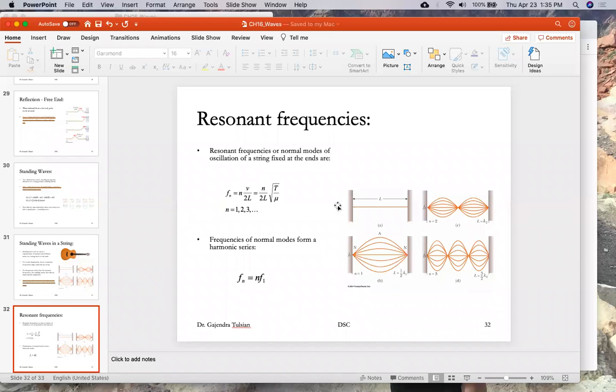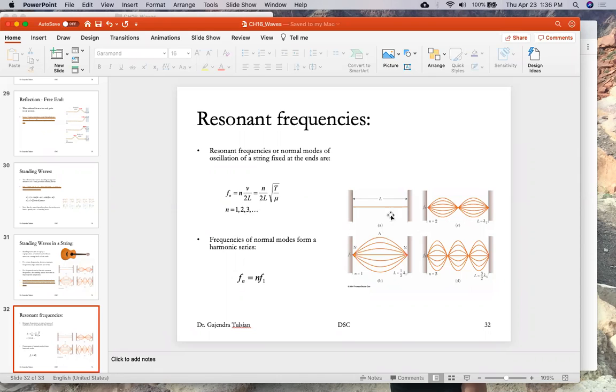n times v over the wavelength, where v is the velocity of the wave, and the velocity of the wave is given by the square root of the tension in the string divided by the mass per unit length. And L is the length of the string. So the frequencies at which this string can vibrate are given by those, and n are integers.